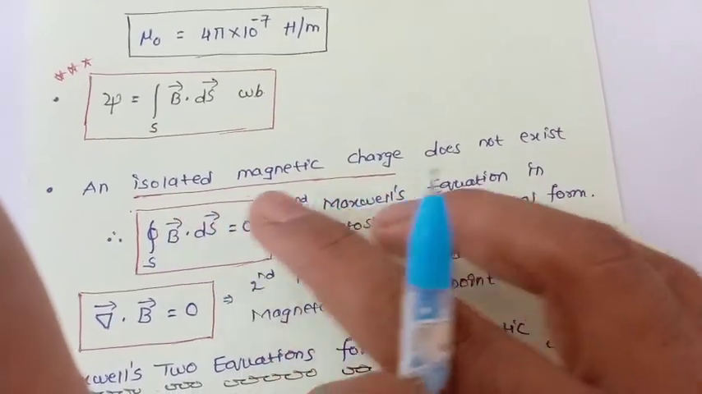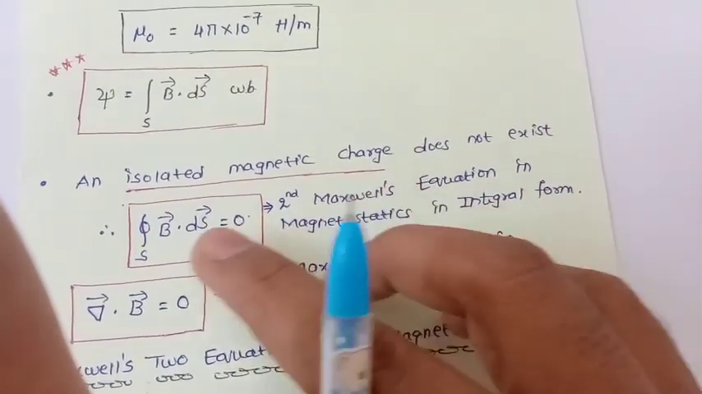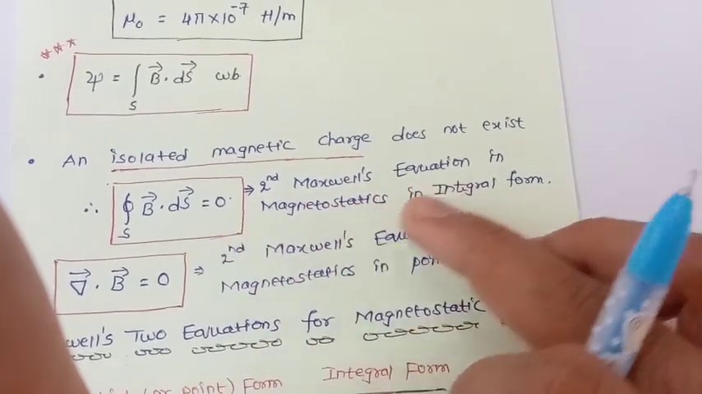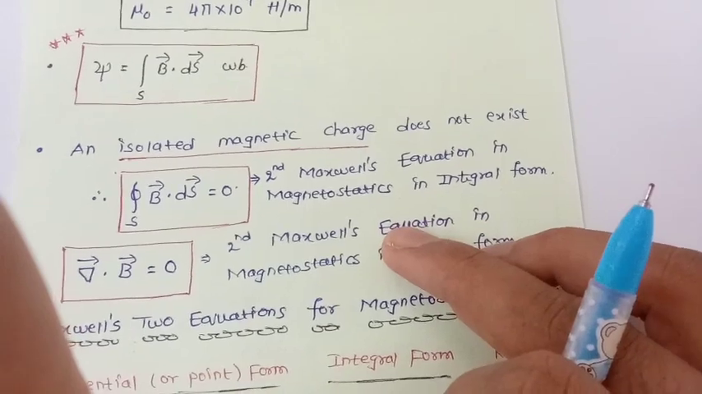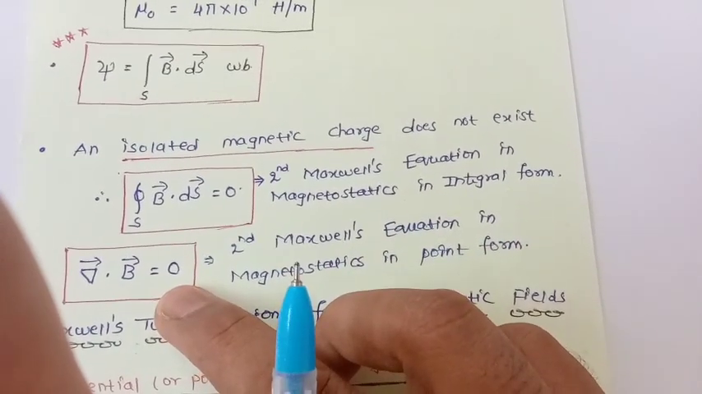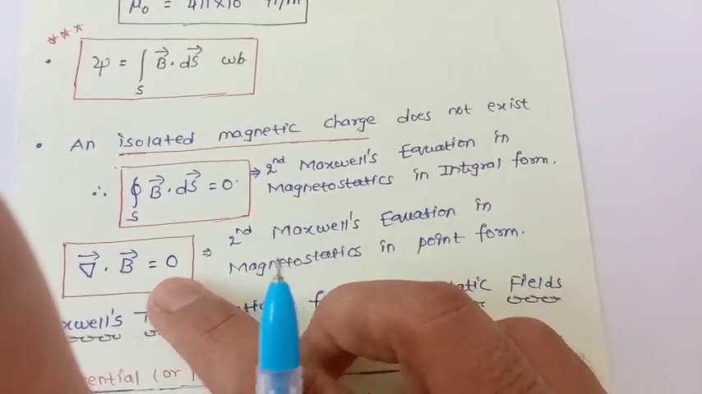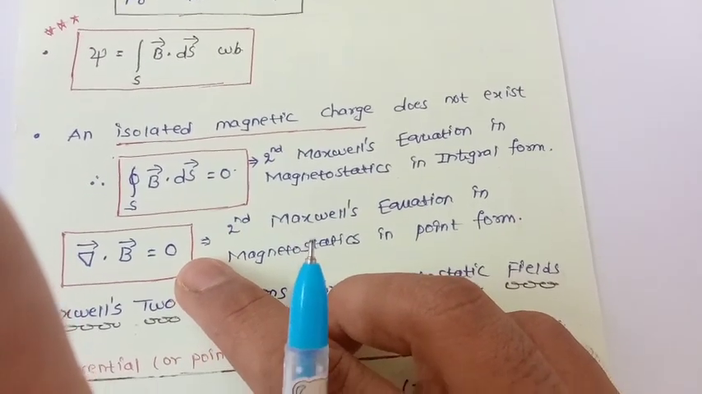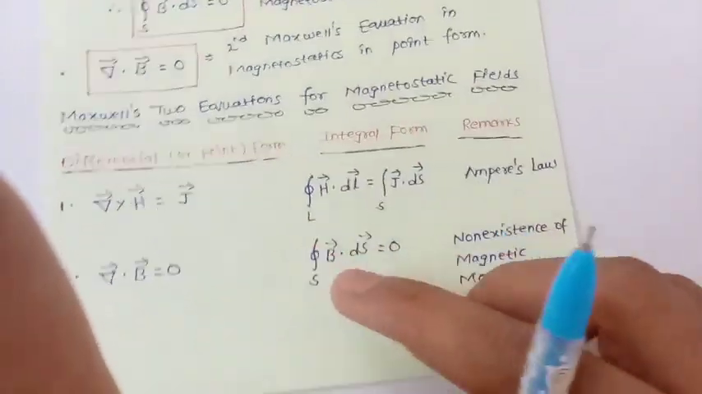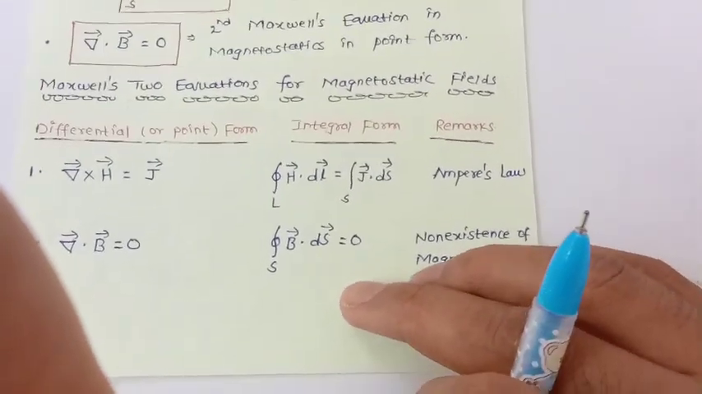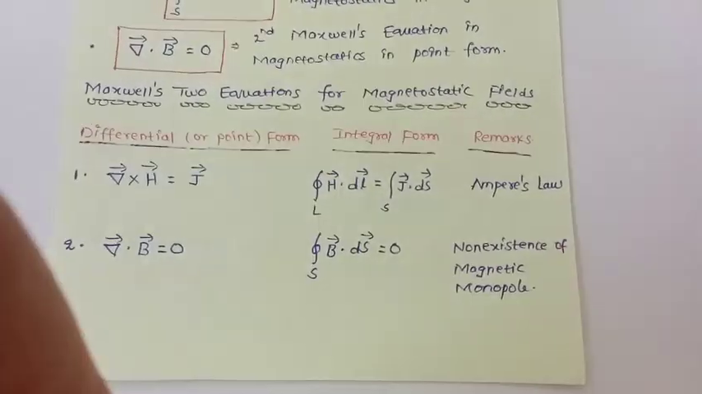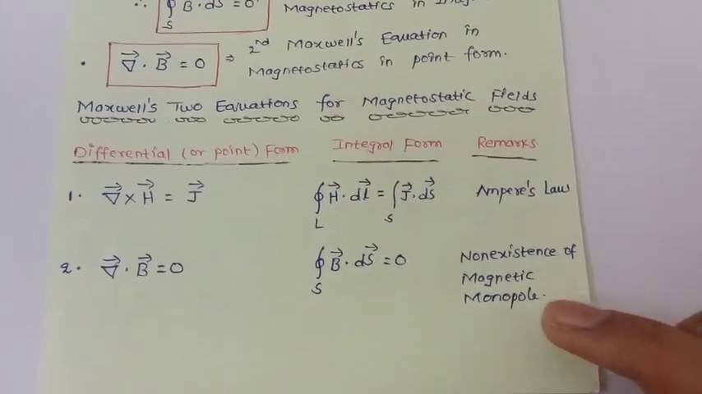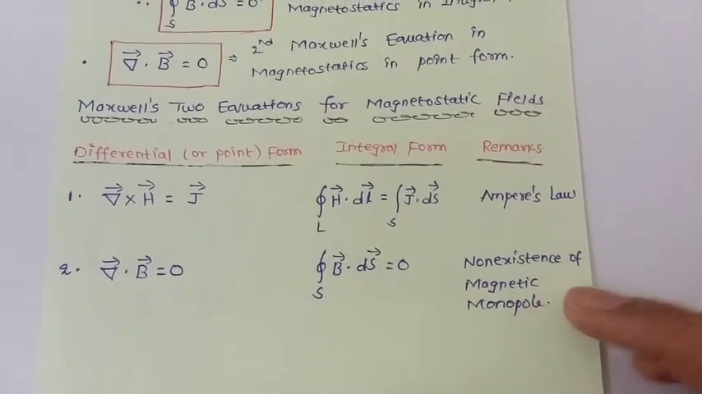Now since we do not have any isolated magnetic charge, the closed surface integral of B bar dot dS bar is equal to 0. It is the second Maxwell's equation in magnetostatics in integral form. By applying the divergence theorem, it becomes the divergence of magnetic flux density is equal to 0. It is the point form. These are the 2 Maxwell's equations. We have already seen this. The first Maxwell equation is due to Ampere's circuit law. The second Maxwell's equation is due to the non-existence of magnetic poles.